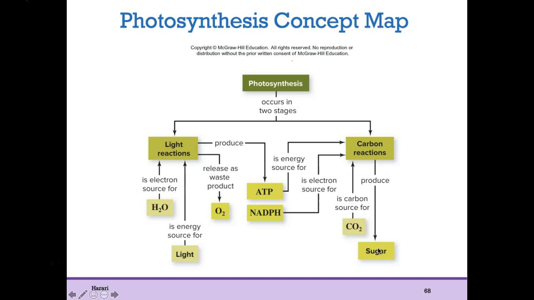The carbon reactions produce sugar, specifically PGAL, which can make more than sugar. It can make proteins and fats and oils as well. And in order for the carbon reactions to occur, we need carbon dioxide from the atmosphere. So that is the end of Chapter 5, Photosynthesis.